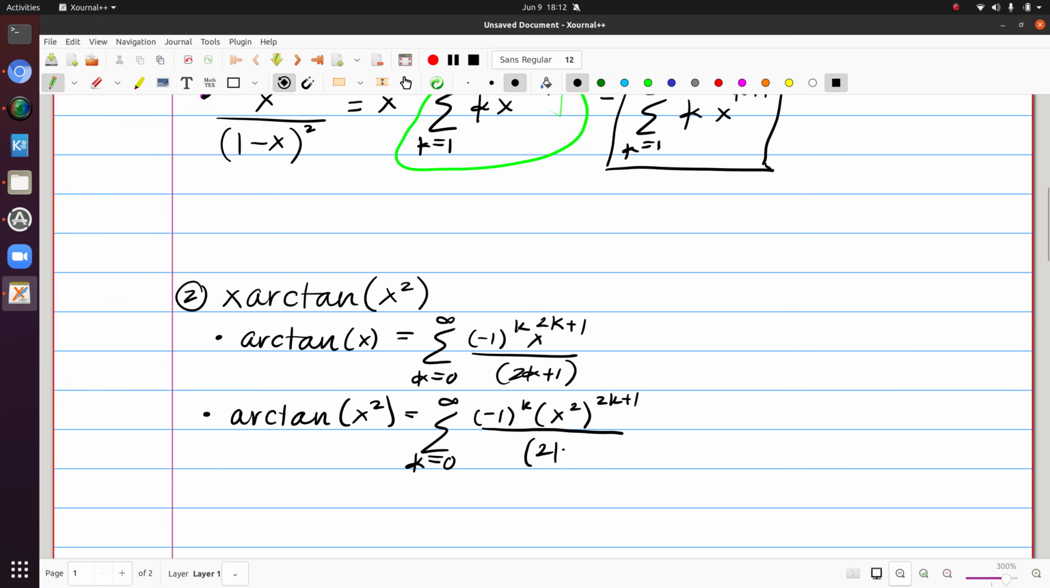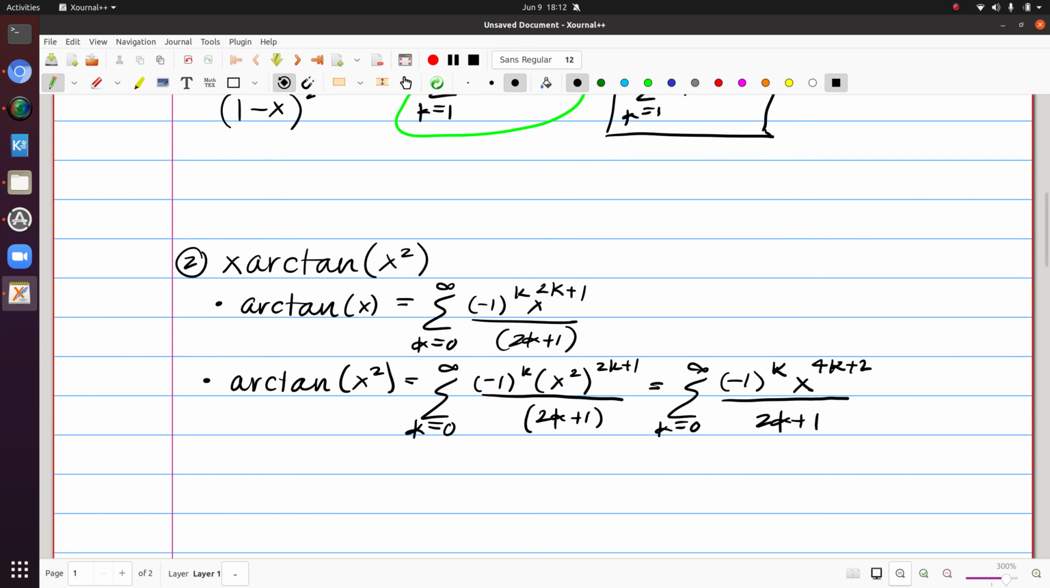In doing that, again, I can now simplify this as -1 to the k, x to the 4k plus 2 divided by 2k plus 1. And this is the simplification step I mentioned before. The last step here is that I want to multiply by x, what I have above. So I'm going to take x times the series we ended up with in the above line.